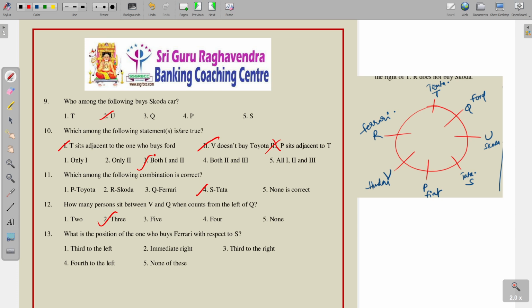What is the position of the one who buys Ferrari with respect to S? So Ferrari here and S here. 1, 2, 3. So third to the left. So third to the left is the answer.